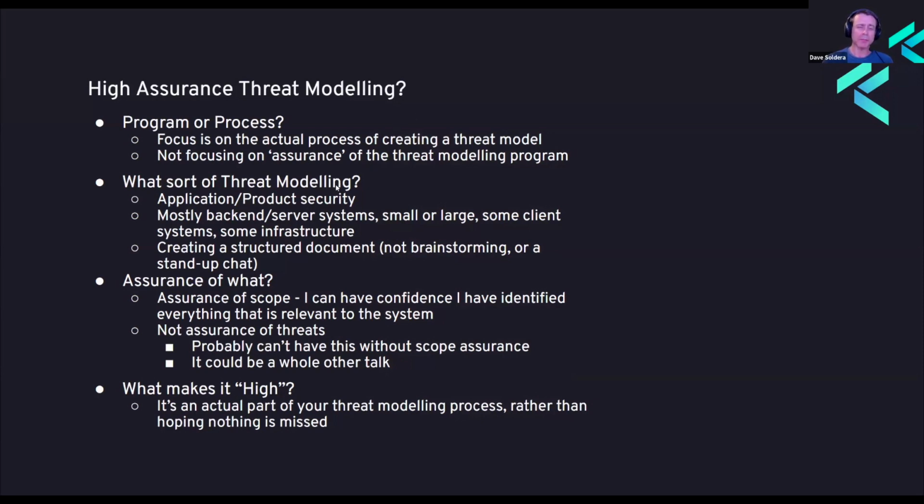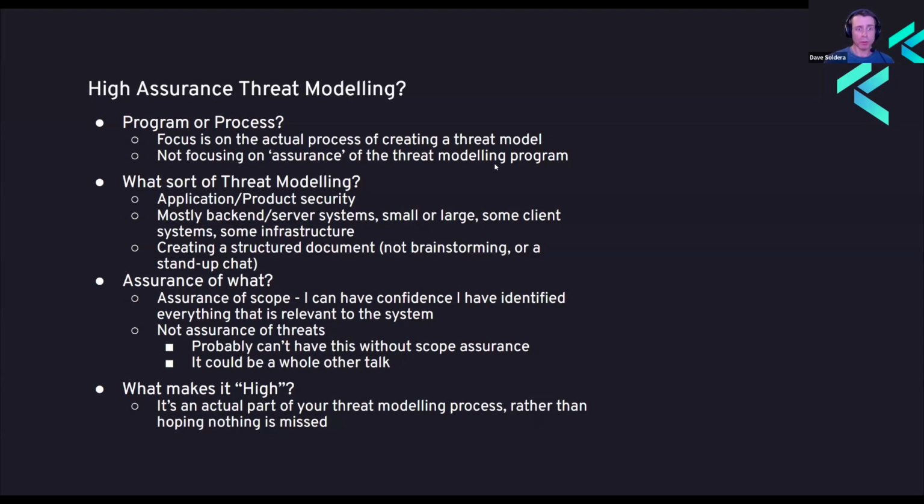What sorts of threat modeling? Like I said, I'm mostly an AppSec person, so all the sorts of things that AppSec people look at, a bit of infrastructure as well, some client-side stuff, but mostly your normal sort of AppSec stuff. And for me, a threat model is really a structured document. It's not really a brainstorming session or a stand-up chat. It's really like something that the output would be some sort of document.